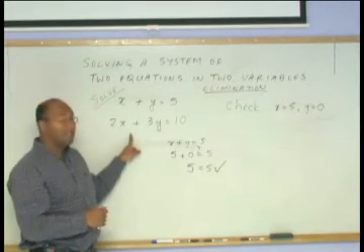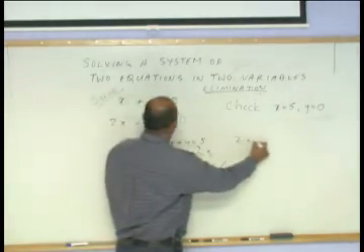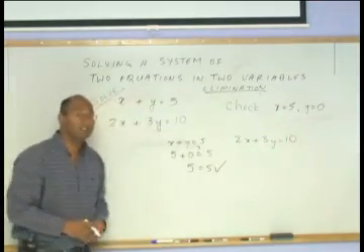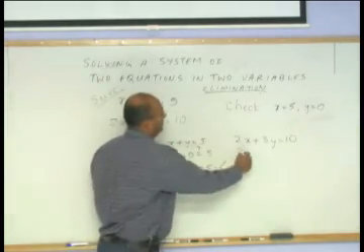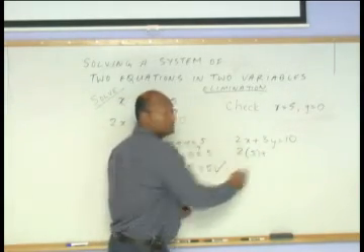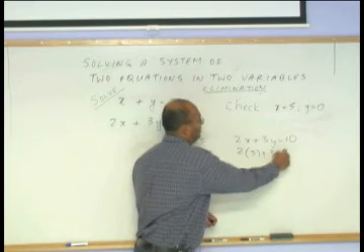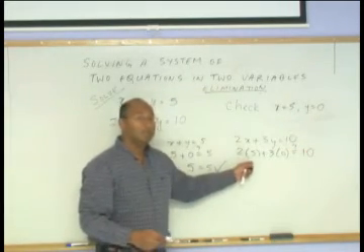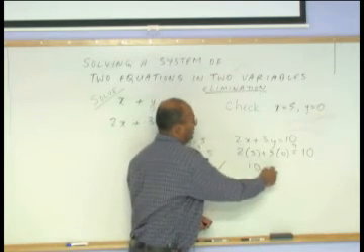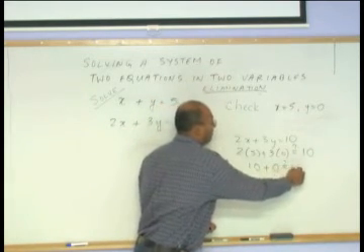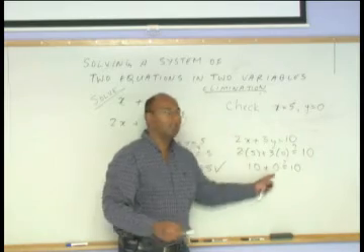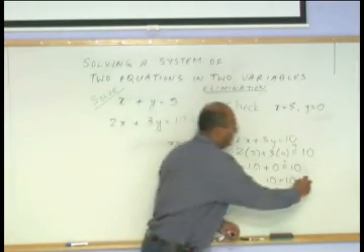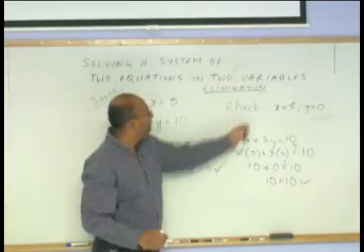Now let's look at the second equation. 2x plus 3y equals 10. Let's see if it works for this equation as well. 2 times 5 plus 3 times 0. I'll put a question mark. I'm not sure yet if it works or not. 2 times 5 is 10. 3 times 0 is 0. Does that equal 10? 10 plus 0 is 10. 10 equals 10. And so I've checked my work.